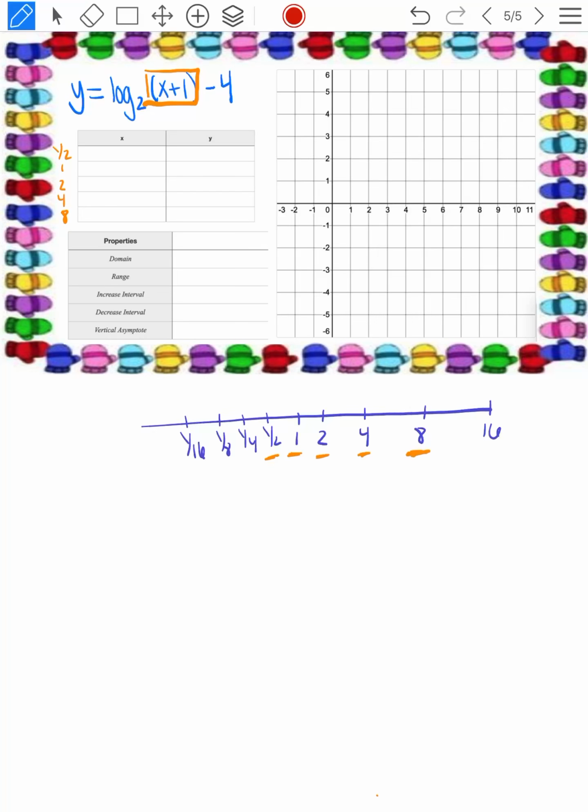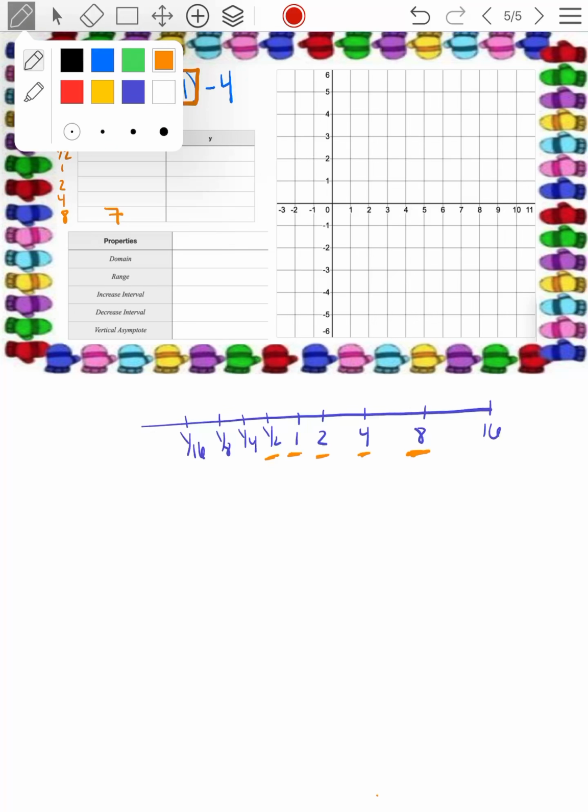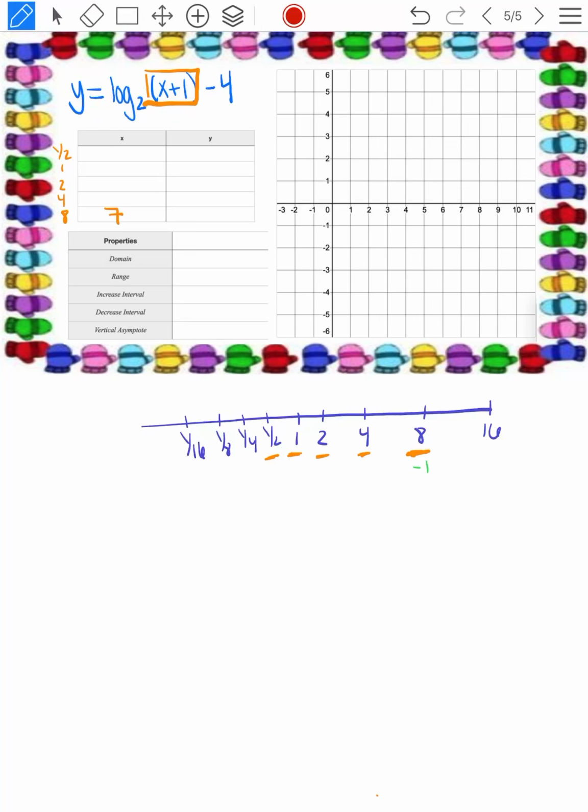So if I want to land on 8, that means I need to actually put 7 in for x, because 7 plus 1 is going to get me to 8. So another way to think about it is we're taking each of these values and we're subtracting 1 from each of them, and that's going to help me figure out what number to put in for x, so that when I add 1, I get to the number I actually want.